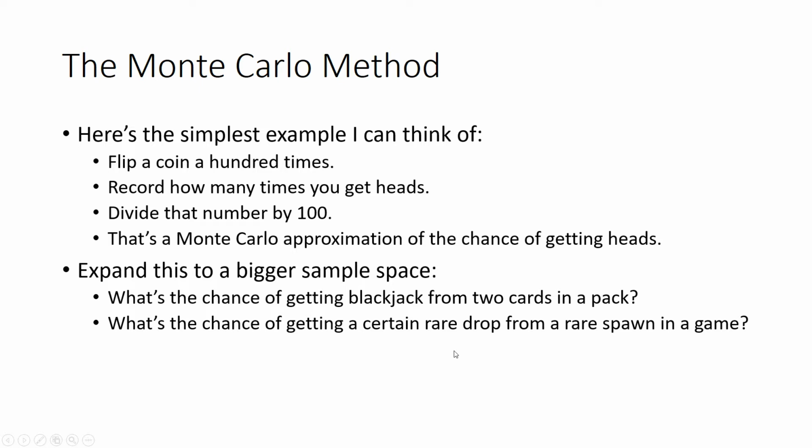Or what's the chance of getting a certain rare drop from a rare spawn in a game? Well, keep on spawning him, killing him, getting the drop, counting how many times you get the rare one. It's probably not a terribly useful example because you probably have quite good control over your drop rates. But if it's a complicated loot table, perhaps that might be useful.